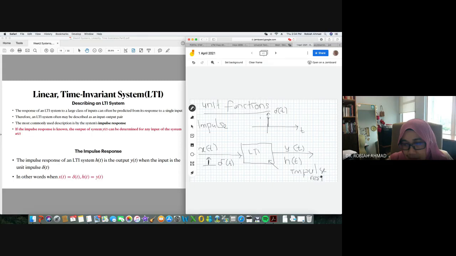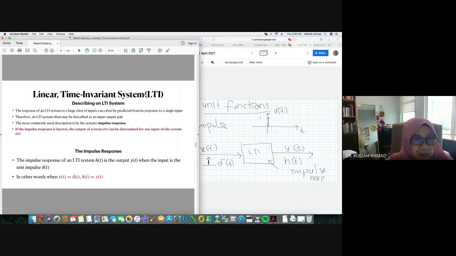Okay. I need you to understand this concept first. It means later when I say impulse response, that is the output of the system when we put the impulse input, delta(t). Okay, I proceed. Class, can?